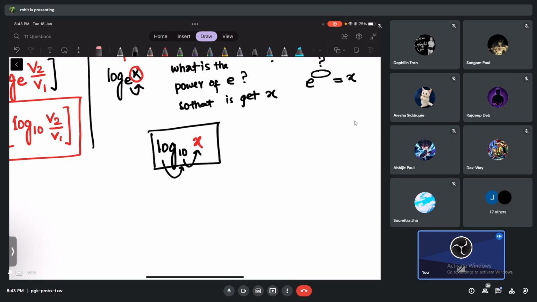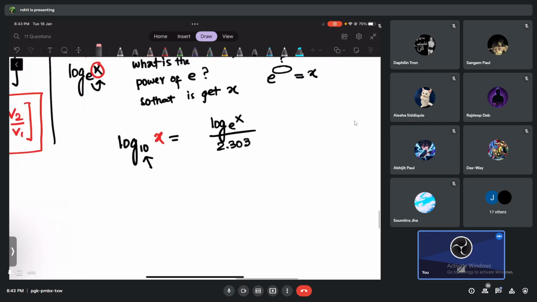And it is found that this value, when we express it in terms of base 10, is equal to log of x to the base e divided by 2.303. So the values are related with this equation. Can you understand what I said just now?